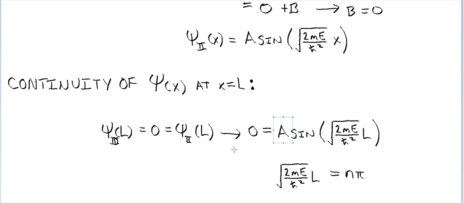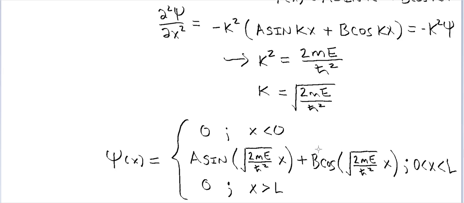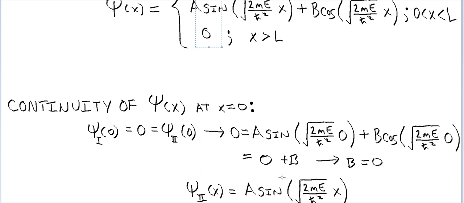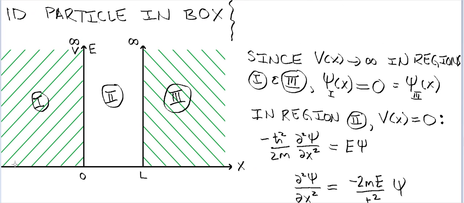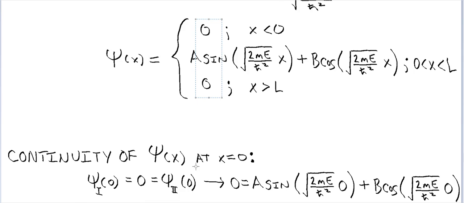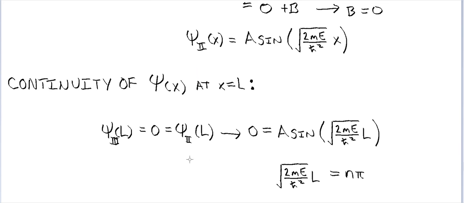That would absolutely satisfy this. The problem with that is, again, if a is equal to 0 and b is equal to 0, then all three of these are 0. And so psi is equal to 0 if x is less than 0, psi is equal to 0 if x is greater than L, and psi is equal to 0 if it's between 0 and L. That, since psi star psi squared is related to the probability of finding the particle, would mean the probability of finding the particle is 0 everywhere. And so that's not the physical solution if we know there really is a particle.